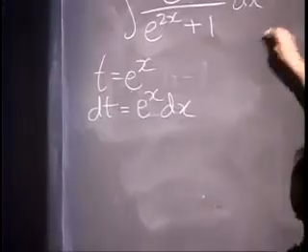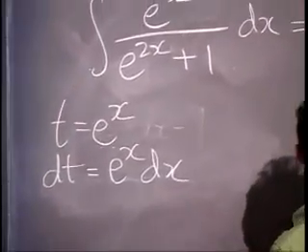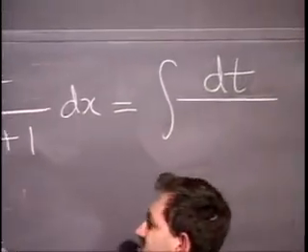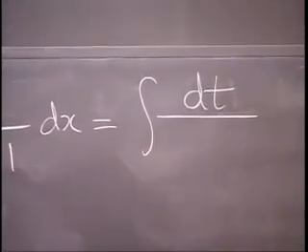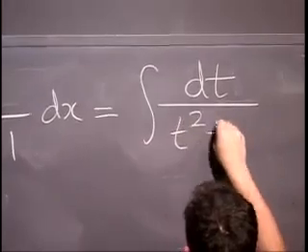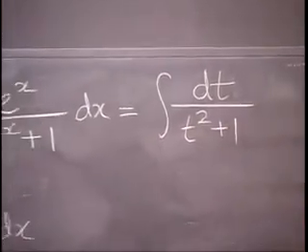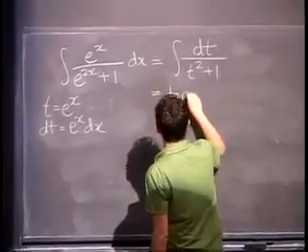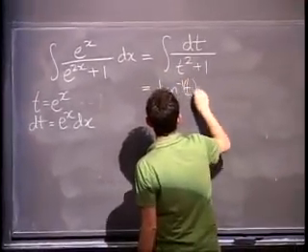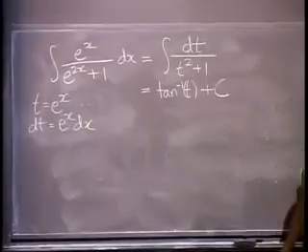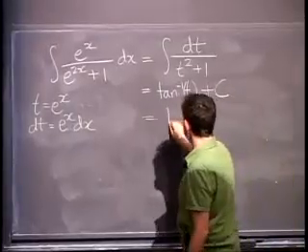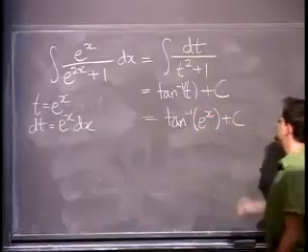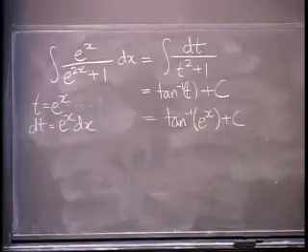And again, we have e to the x dx. So the top is just dt. The real trick is to recognize e to the 2x as the square of e to the x. So the bottom is just t squared plus 1, and we hopefully recognize this as inverse tan. Again, we're not quite done. Back to x land by replacing t by e to the x.